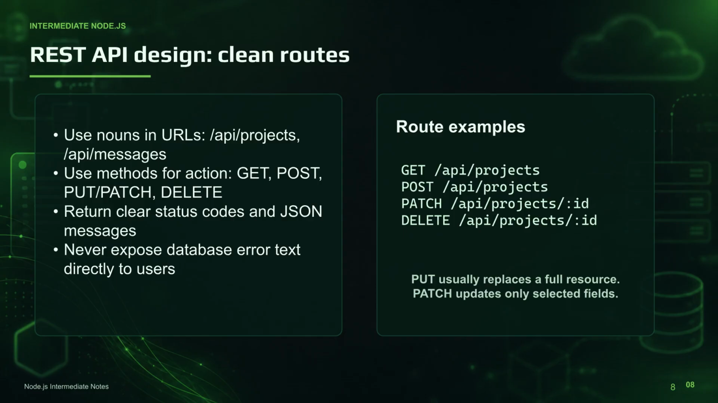For clean REST API design, use nouns in your URLs and standard HTTP methods like get, post, patch, and delete to define your actions. Always return clear status codes and user-friendly JSON messages. Crucially, avoid exposing raw database error text to the end user.